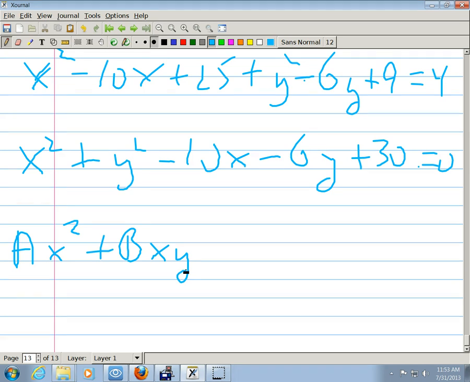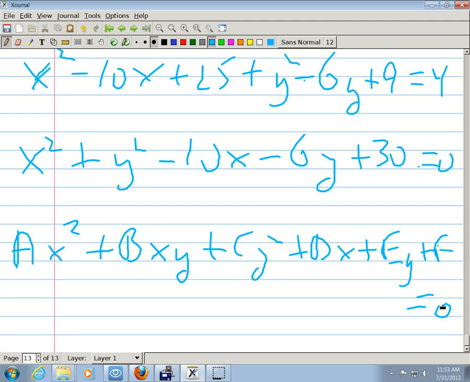Okay, you can have it. Plus Cy squared, plus Dx plus Ey plus F equals 0, where A, B, C, D, E, and F are just real constants. Depending on what the values of A, B, C, D, E, and F are, you're going to get a circle, an ellipse, a parabola, or a hyperbola, depending on those values.